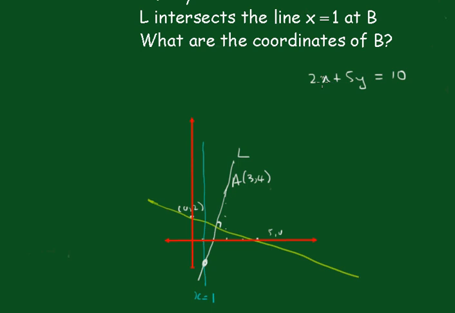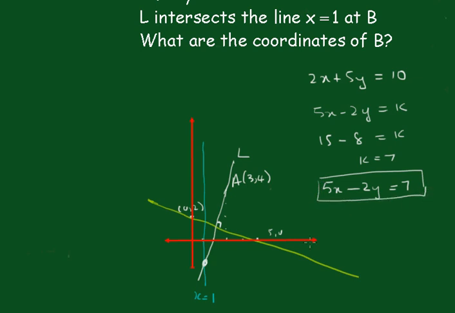Now to do that, because it's at right angles, I can swap these around and write that as 5x - 2y = k, some constant. Now the point (3, 4) lies on this, so I can put 3 in for the x. It's 15 - 8 = k, so k equals 7. So we have the equation of L is 5x - 2y = 7.